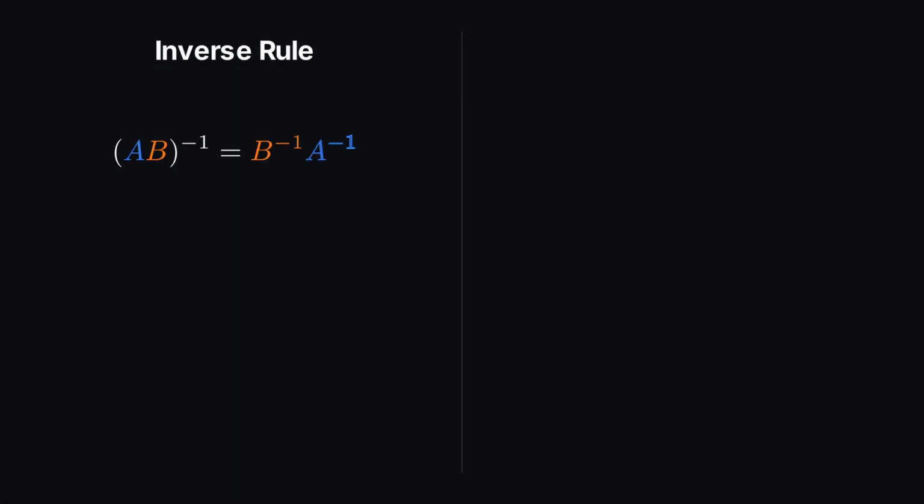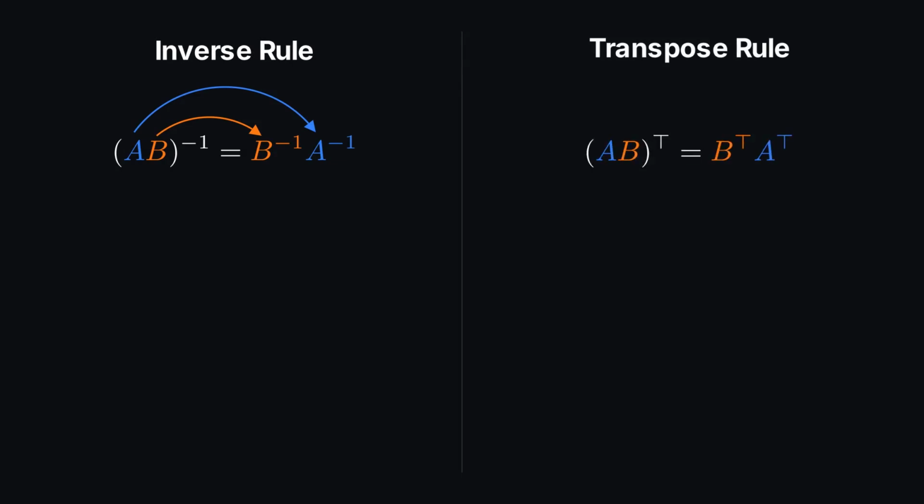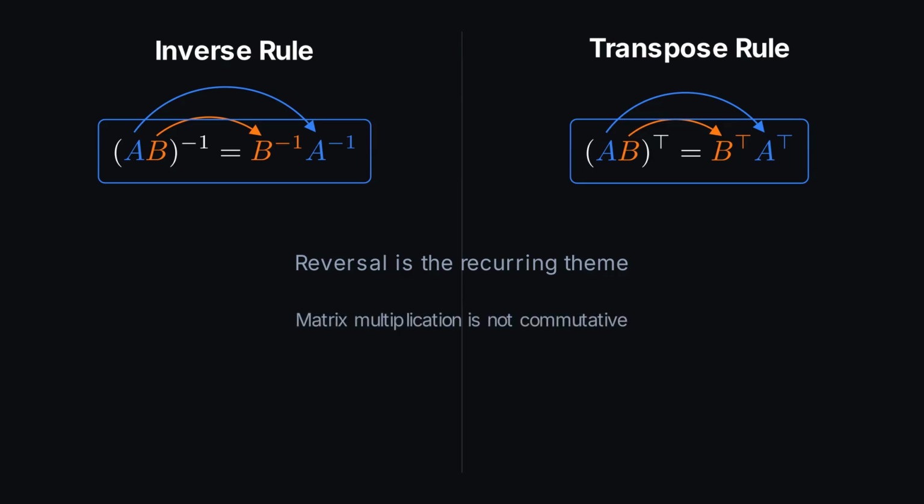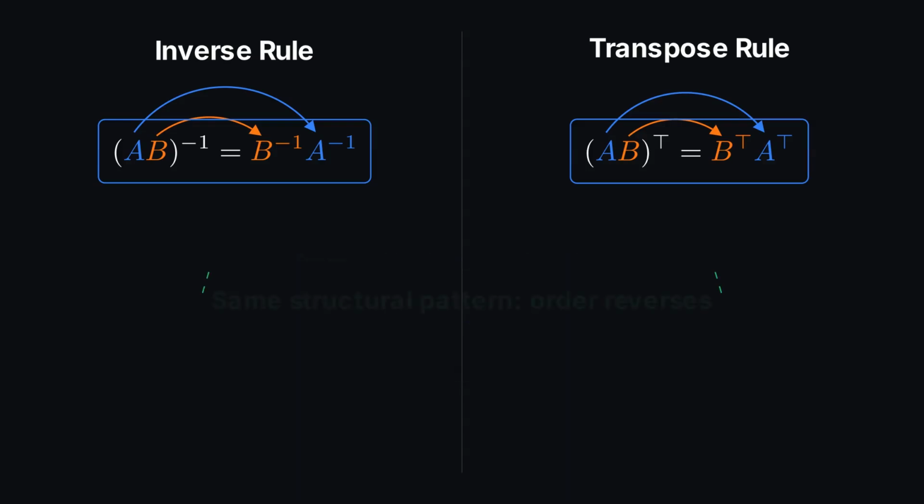Inverses reverse the order of a product. It turns out transposes do the exact same thing. The transpose of A times B equals B transpose times A transpose. The order flips here too. Reversal is the recurring theme in linear algebra, and this makes sense. Matrix multiplication is not commutative, so pushing an operation through a product forces the factor order to reverse. Notice the same structural pattern. In both cases, the order reverses. Keep this transpose rule in mind. We need it right now.